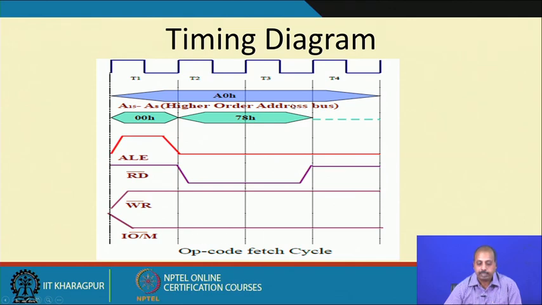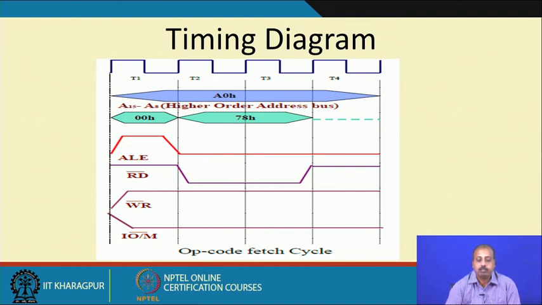You can see that by the junction of T2 and T3, the memory is expected to put the value 78 hex onto the data bus, and the processor will be able to read it. Then in T4, nothing very significant happens as far as these signals are concerned. Though it is not documented, it is expected that the processor is doing the decode operation in this phase to get the meaning of the instruction.